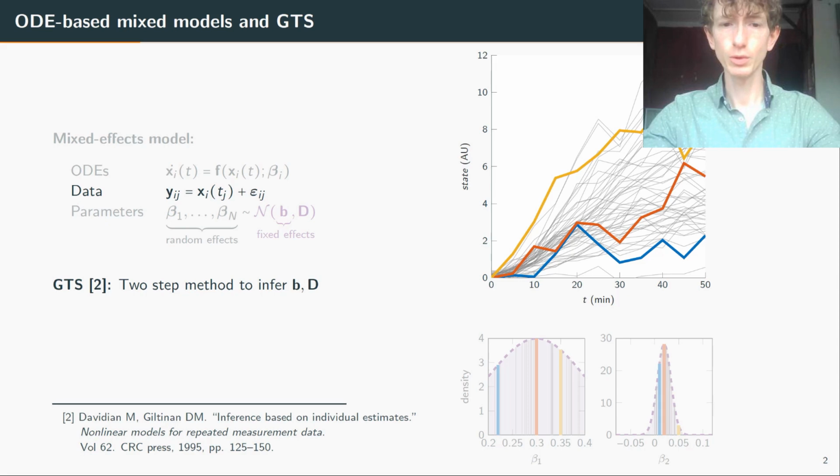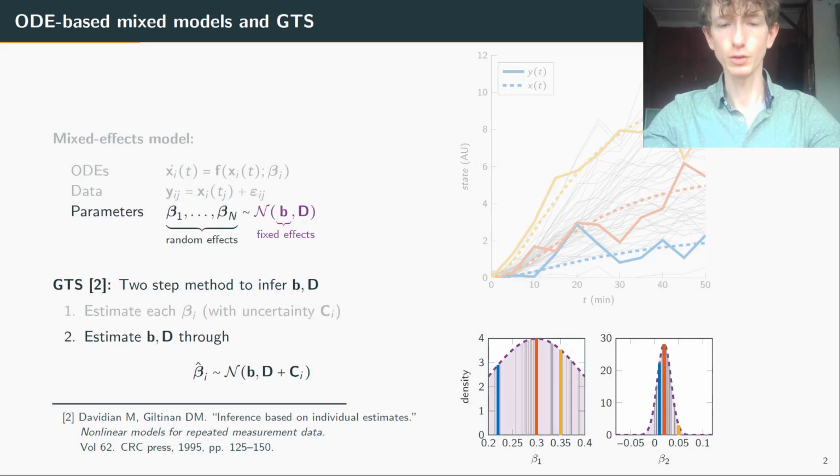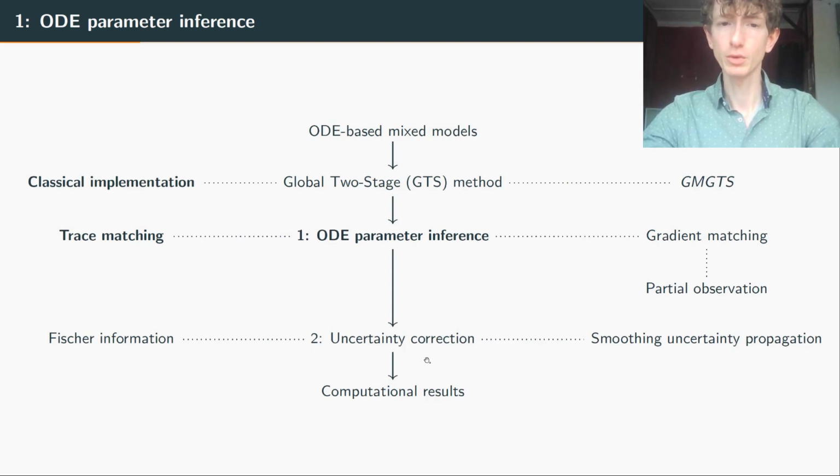The GTS approach infers the fixed effects and the random effects covariance matrix in two steps. In the first, it estimates each cell-specific parameter vector with uncertainty C_i, and in the second stage, the spread of the first stage estimation and their individual uncertainties are considered together to recover the random effects distribution. So, let's start with parameter inference for a cell-specific time series and how it's conventionally implemented for the GTS method.